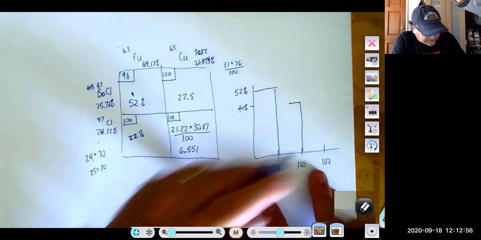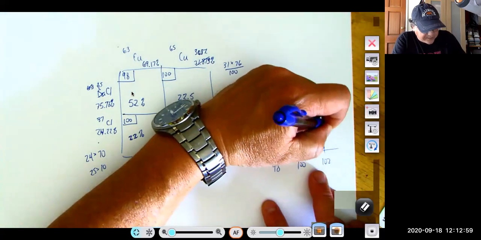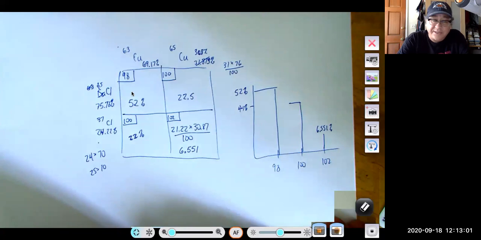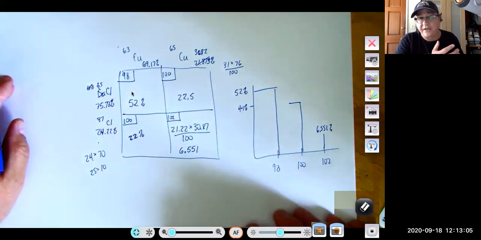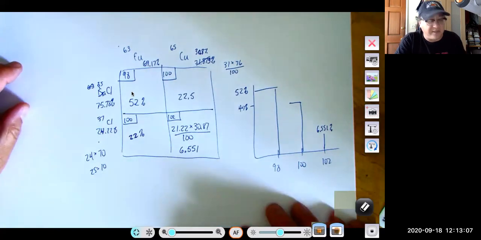And this one is going to be about 6.551%. So that's how you do the quantitative. Now, these numbers here are no good, the 52 and the 44. You got to do those yourself. But I've given you a great deal of help on that one, okay?